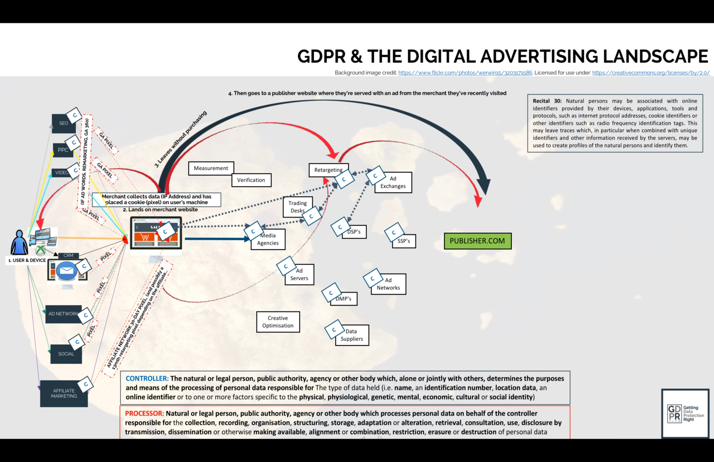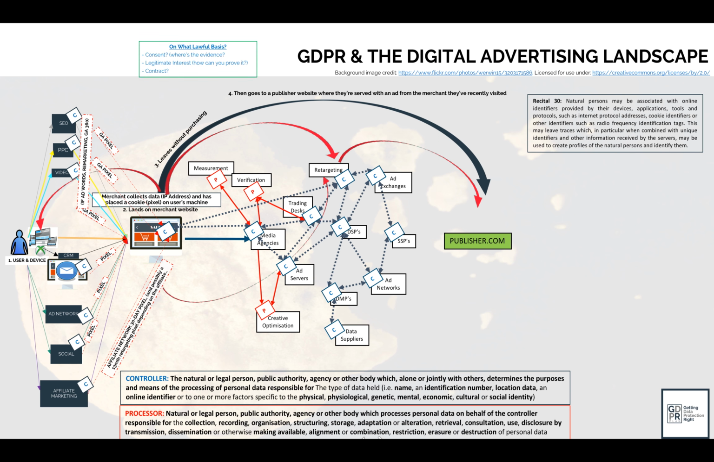So what's happening here, as you can see, is a lot of joint controller agreements that need to be drawn up and finalized to be compliant with the GDPR. As I said earlier, this is all then measured and verified by external parties, although some media agencies actually have a vested interest in measurement and verification companies as well, or some media agencies also own ad servers and creative optimization solutions too. So then we need to work out on what lawful basis is this user's data being processed.